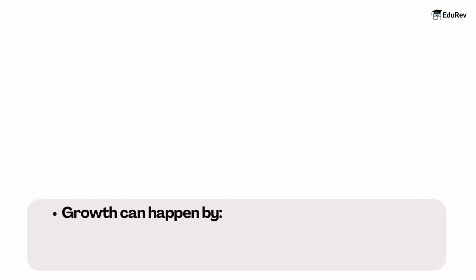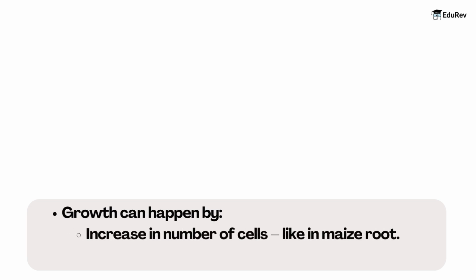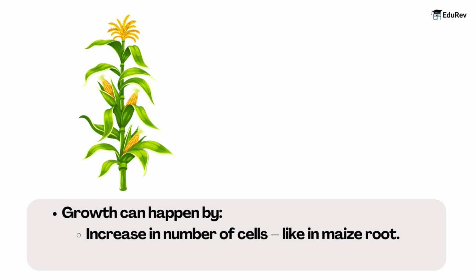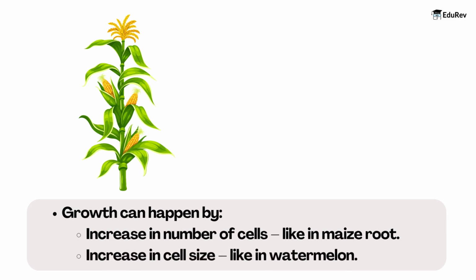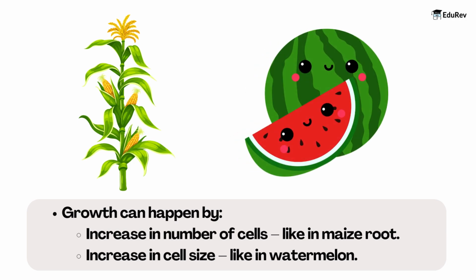Growth in plants can happen in different ways. One way is through an increase in the number of cells, as seen in the roots of maize. Here, many new cells are produced, adding to the overall size. Another way is by an increase in cell size, where individual cells grow larger. A good example of this is seen in watermelon cells, which can become very large.